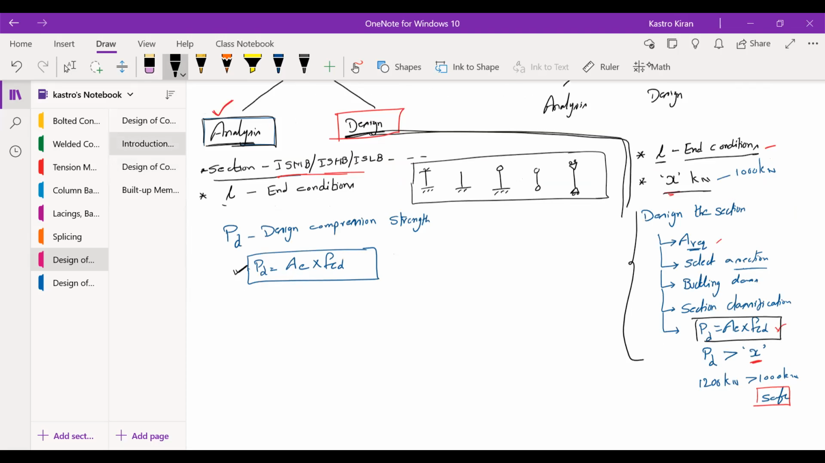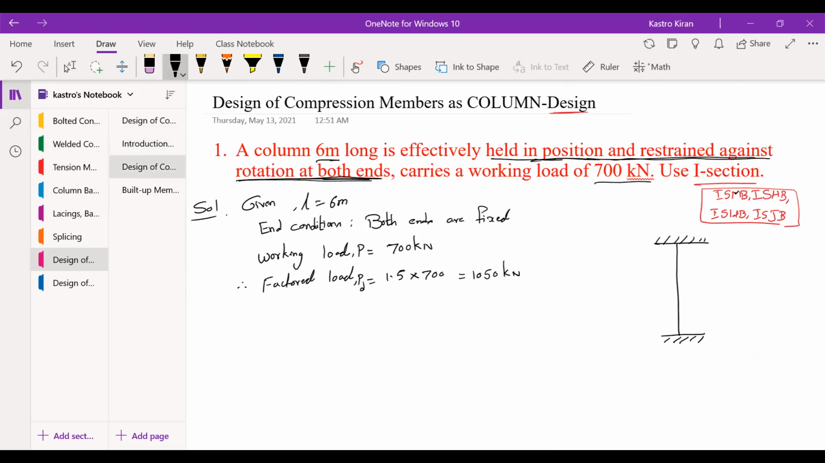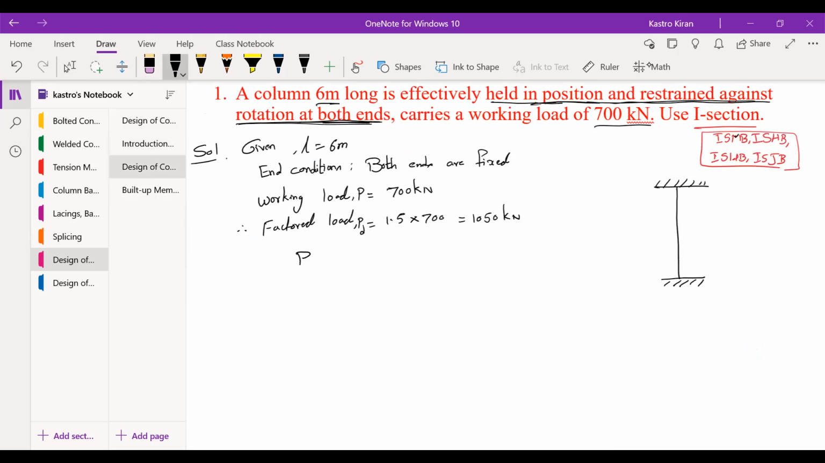equals AE into FCD. So let's write this one. PD equals AE into FCD, where FCD is the design compressive stress, AE is the effective area, and PD is the factored load. Now here in our problem, we don't know the effective area, and we also don't know the value of FCD, right?